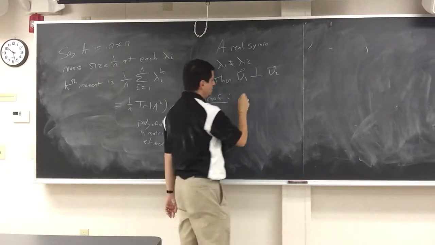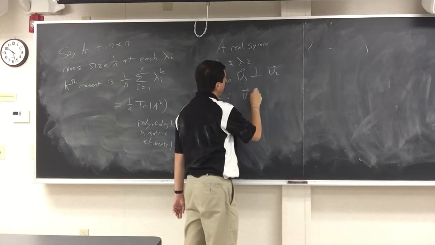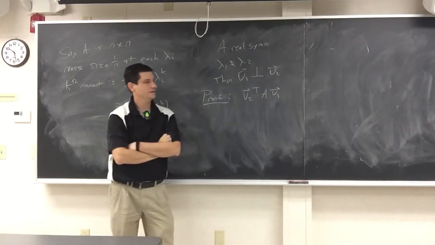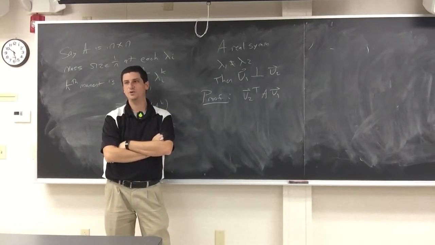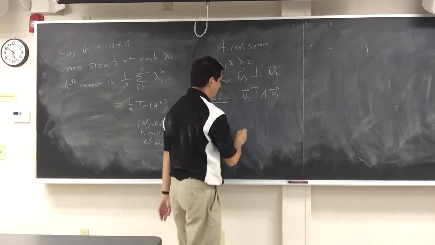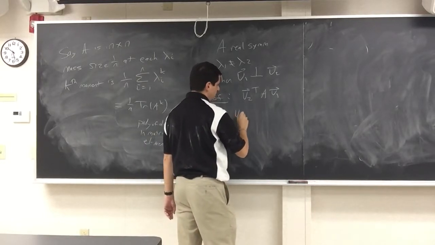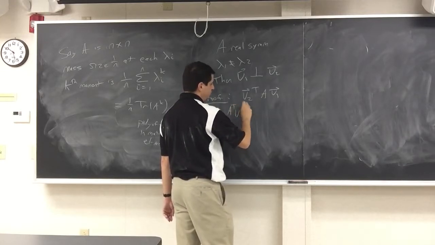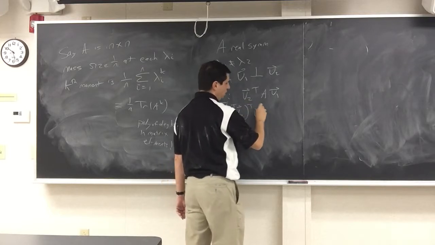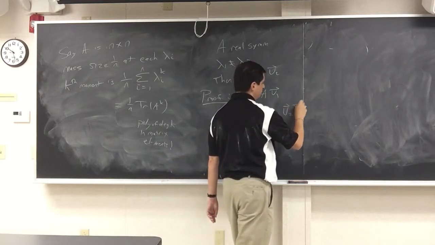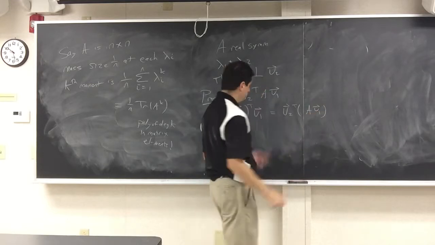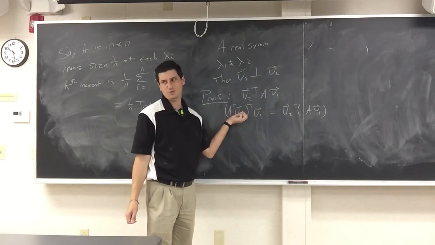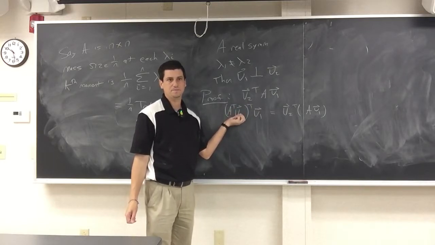So here's the proof. Let's look at v2 transpose A v1. We know at this point that the eigenvalues and eigenvectors are real, so I don't have to worry about Hermitian. I'm going to calculate this two different ways. This is equal to (A transpose v2) transpose v1, and it's equal to v2 transpose A v1. The reason is when I take the transpose of this, I'll get v2 transpose A transpose transpose. Well, A transpose transpose is A because it's real symmetric.